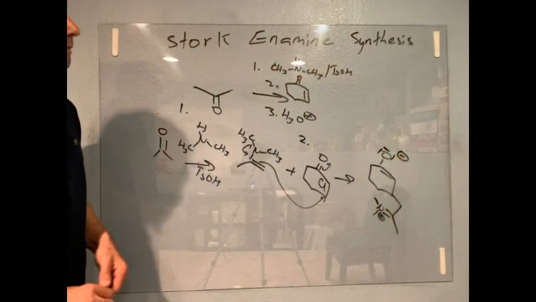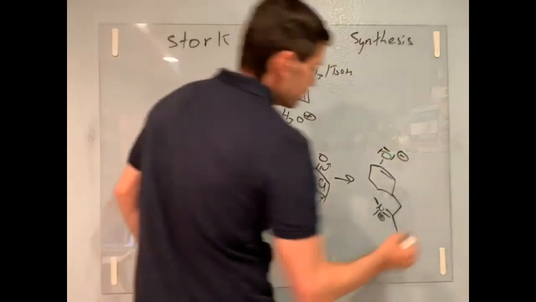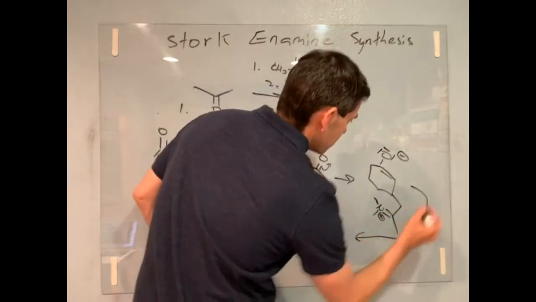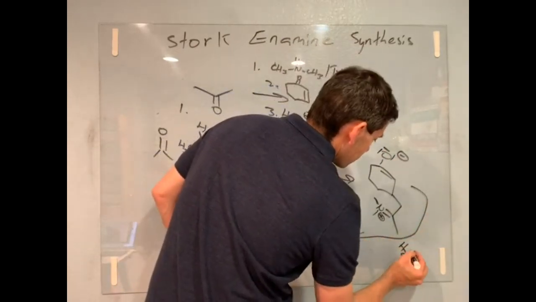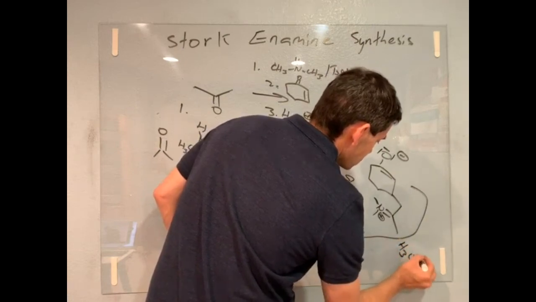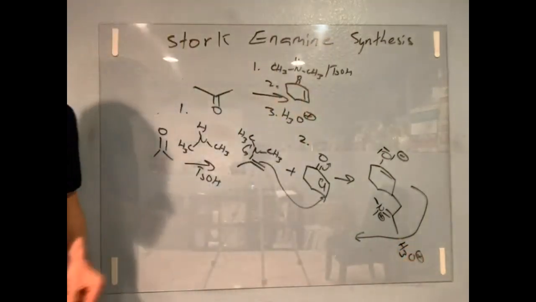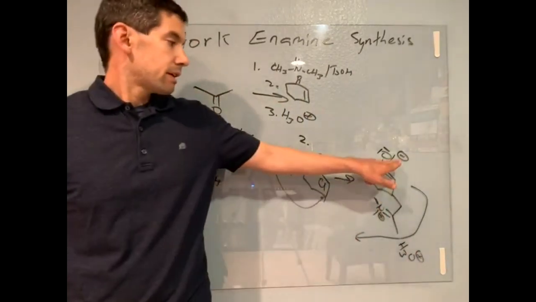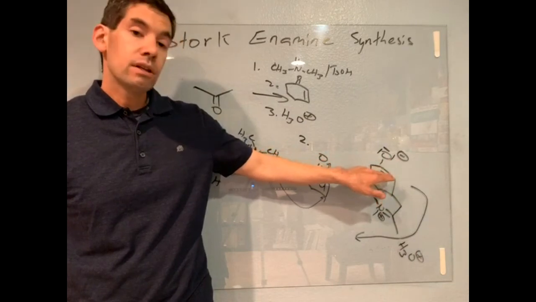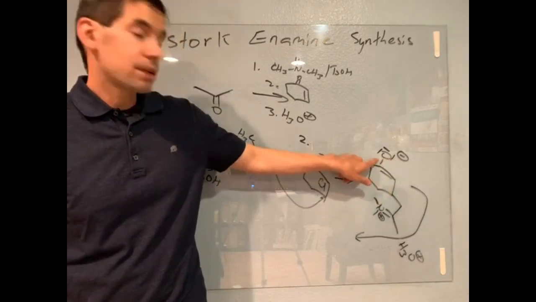Now, our final step is going to be H3O plus. And when we add H3O plus, a couple of things are going to happen. It's going to protonate the oxygen here, right? And we're going to have that tautomerization where we go from this enol to the carbonyl. So we're going to generate our carbonyl back here.